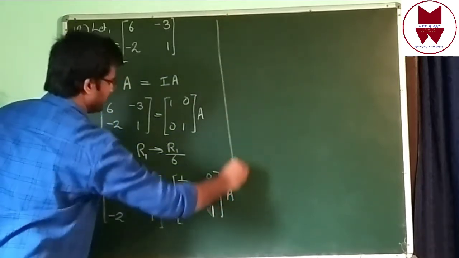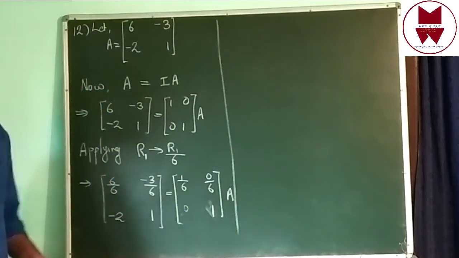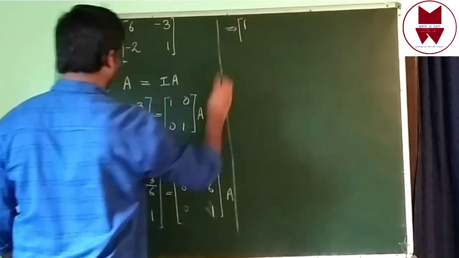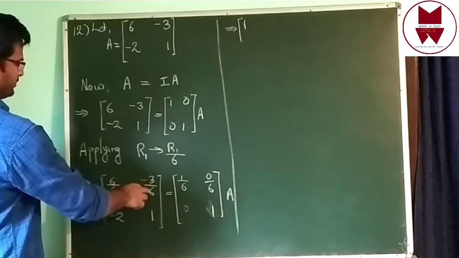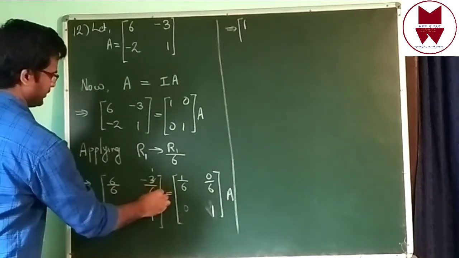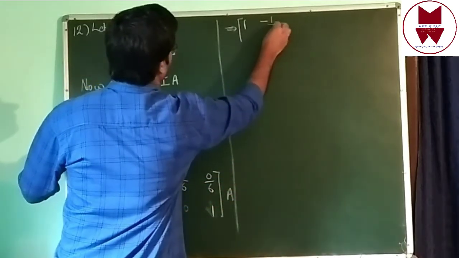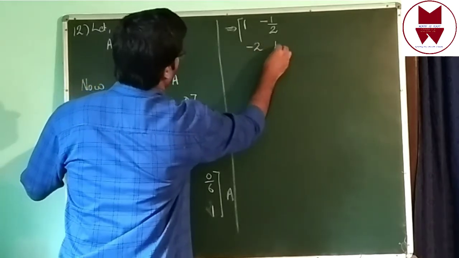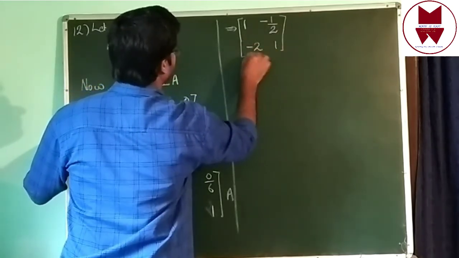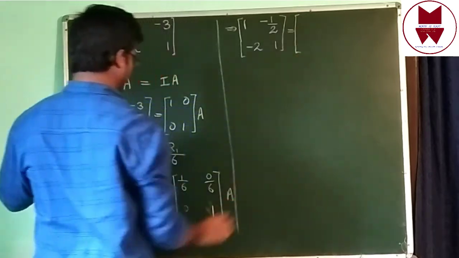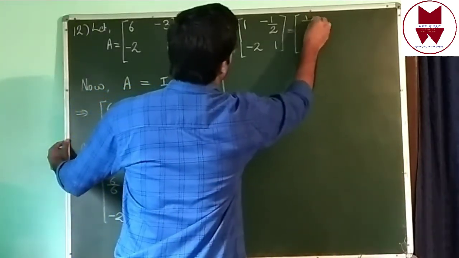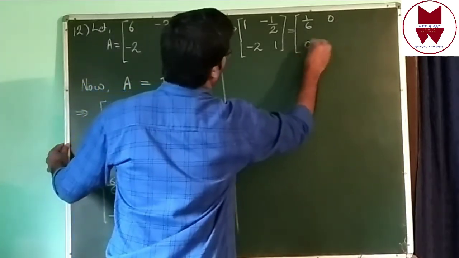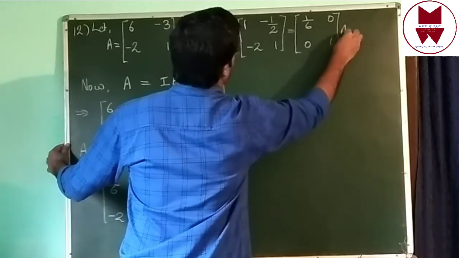Second row we need to change. Then 6 divided by 6 what you will get? You will get 1. Then minus 3 by 6 cut it, 1 in here 2, minus 1 by 2. Minus 2 1, equal to 1 by 6. Then 0 by 6 is 0, 0 1 0 1 into A.